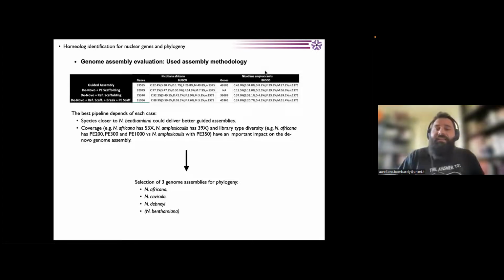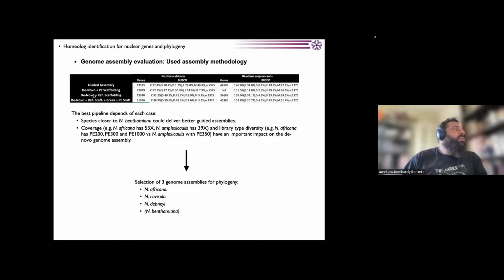And the problem is that depending on the genome that you have, depending on the coverage, depending on the complexity, the results are different, because these are very complex genomes. For example, in the case of Nicotiana africana, when we did the guided assembly, the BUSCO score was very low, 32%. With Nicotiana amplexicaulis, we hit 43. That makes sense because amplexicaulis is closer to Nicotiana benthamiana, so we were able to reconstruct more of the genome.